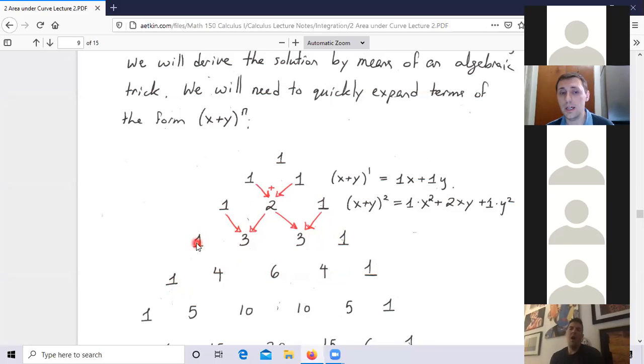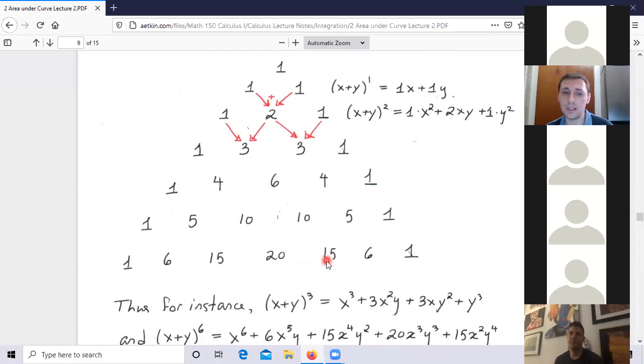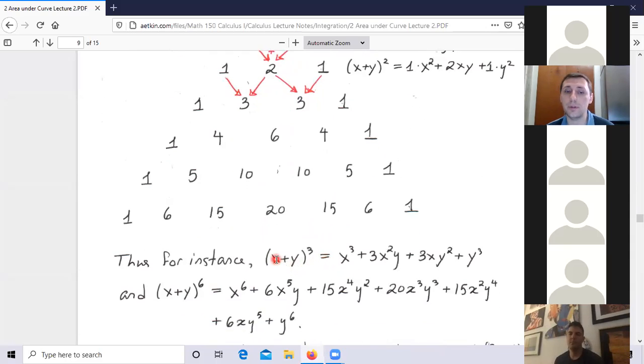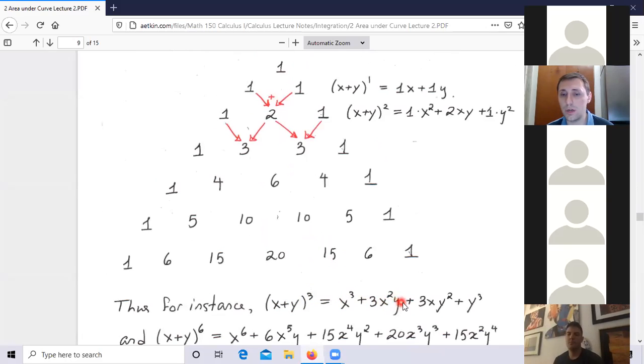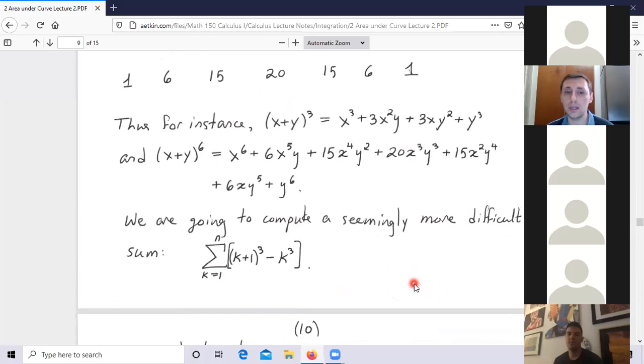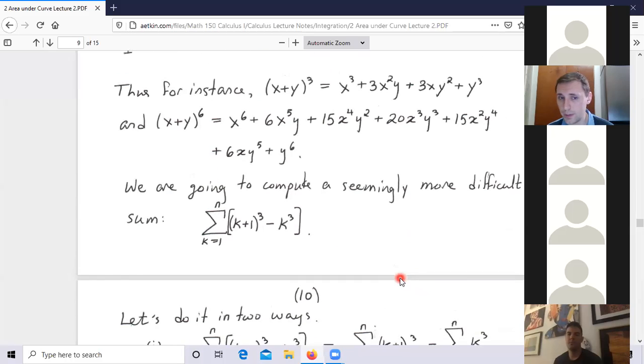Why? Because you see, how do I get this 4? I have 1 plus 3 is 4. 3 plus 3 is 6. 3 plus 1 is 4. Good? So I have this structure. That means that, for example, x plus 1 plus y cubed is x cubed plus 3x squared y plus 3x y squared plus y cubed. So those are the coefficients: 1, x cubed, now x squared y is the next, times 3, 3, and 1. We will actually need the cube to expand it.